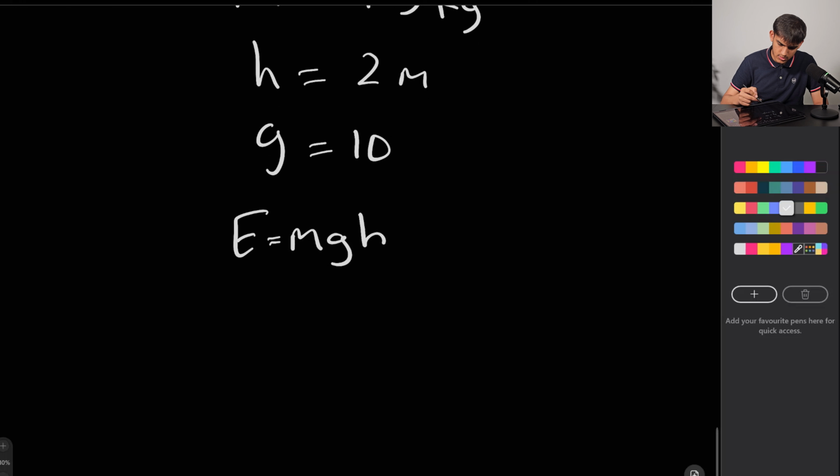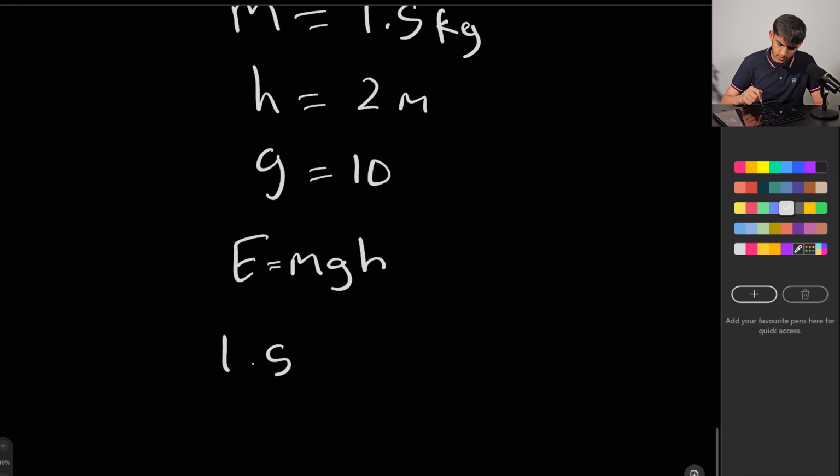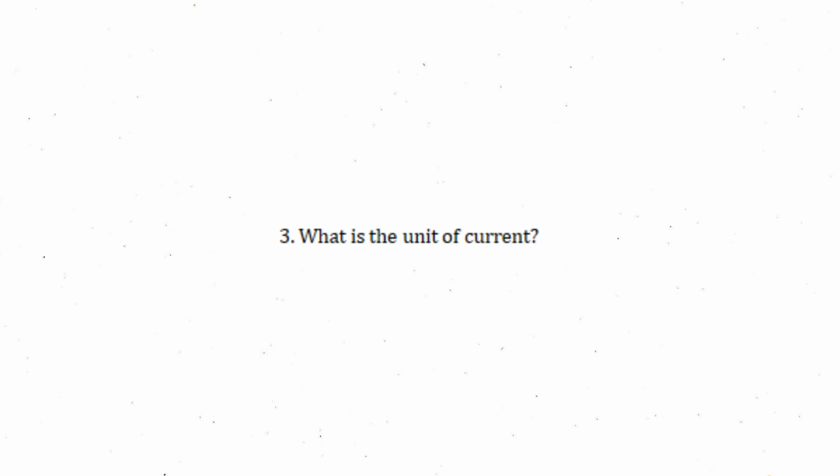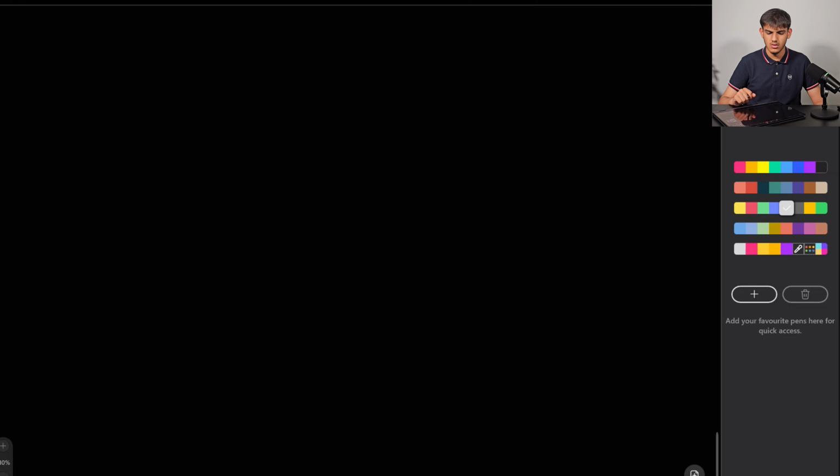So literally what we'll just do is 1.5 times 10 times 2. So we put that into a calculator. And we get E is equal to 30 joules. Okay, so question 3 asks, what is the unit of current? So we know that current is measured in amps.